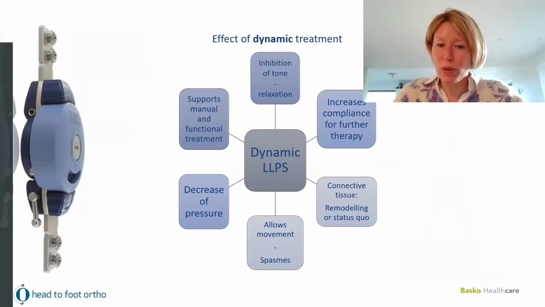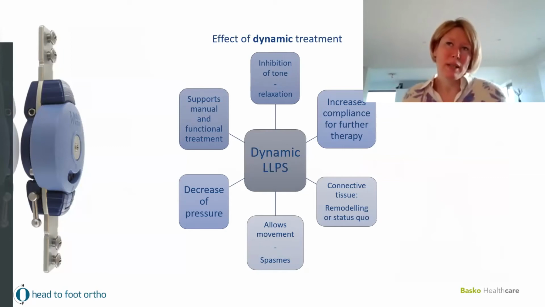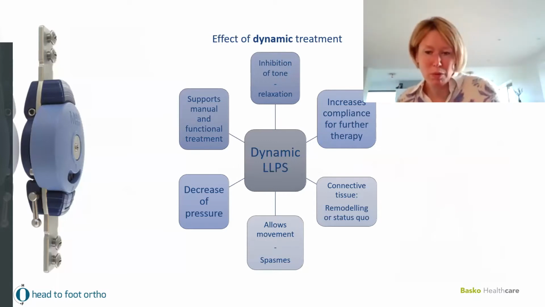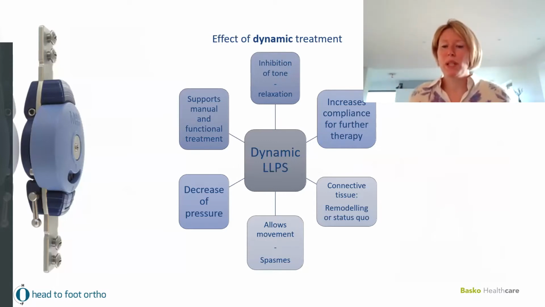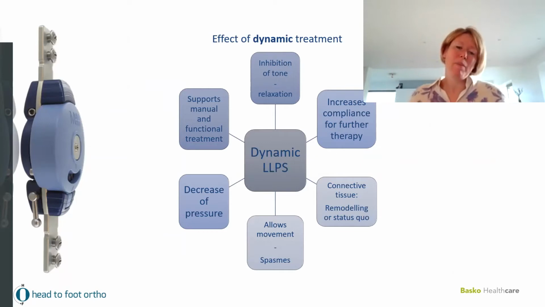So, talking about dynamic LLPS and the effect of the dynamic treatment, we can see that it brings inhibition of tone and gives some relaxation, that it increases the compliance because of having an orthosis that is much more comfortable. In connective tissue, we see the remodeling or at least status quo of the situation. It allows the movement, so it will not increase spasticity. Thanks to the possibility of moving, we have a decrease of the pressure, and it supports the already installed manual and functional treatment. So I'd like to end with that.